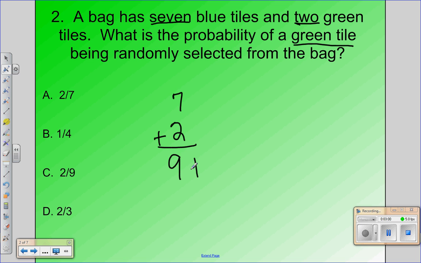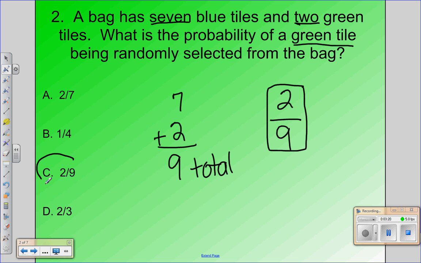So our total number of tiles is going to be 9. So your question is, what is the probability of a green tile being randomly selected from the bag? Well, you have 2 green tiles out of 9 total. So your fraction is going to be 2/9.